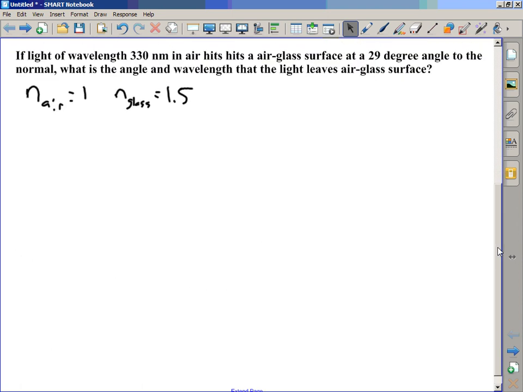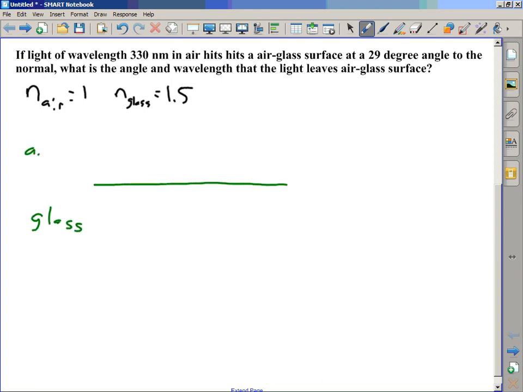Okay. Wavelength of light, 330 nanometers. So basically what I have right here is a picture like this. Down here is glass, up here is air. There's a normal. Light comes in, strikes at a 29-degree angle to the normal, and then it's going to refract. The question is, first, what's theta 2?